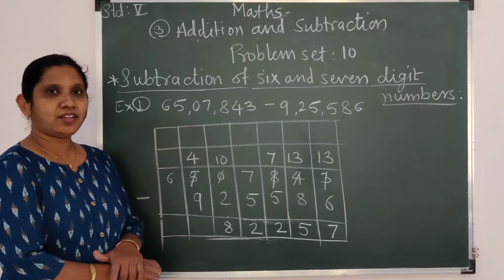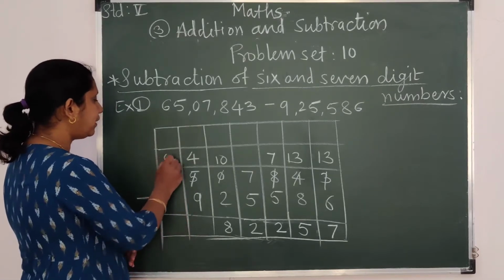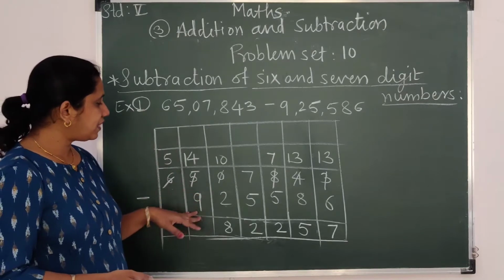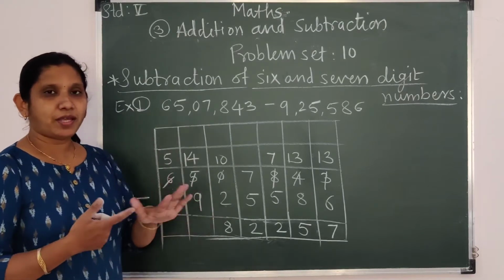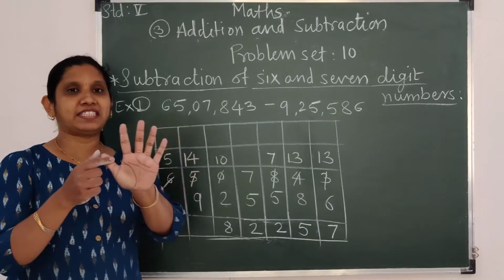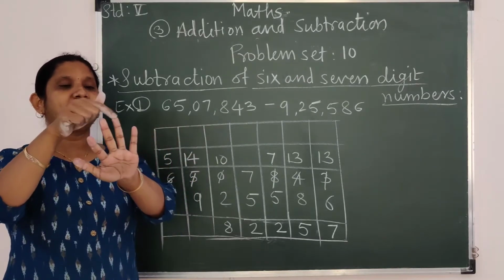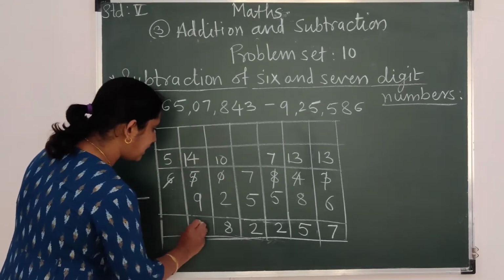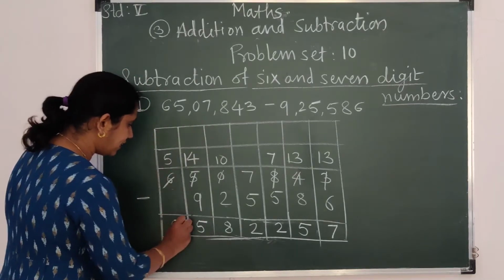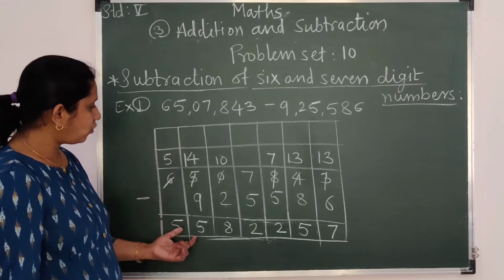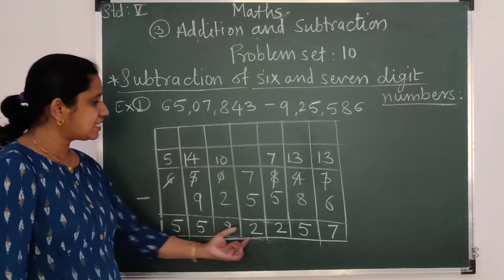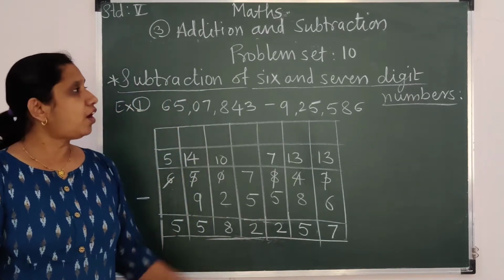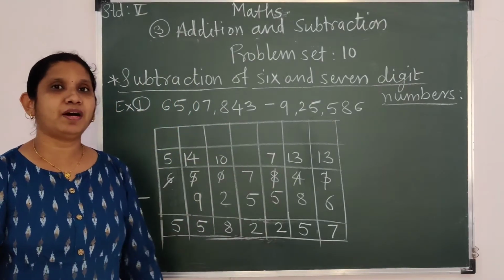4 minus 9, of course not possible. Go to this place, right here 5. This becomes 14. Now very simple, children. Start counting fingers from next number onwards: 10, 11, 12, 13, 14. How much remains? 5. So our answer is here 5. 5 as it is. So what is the answer over here? 55 lakhs 82,257.